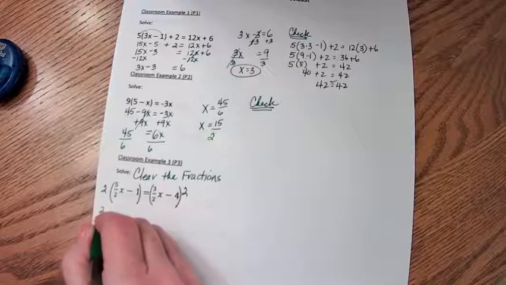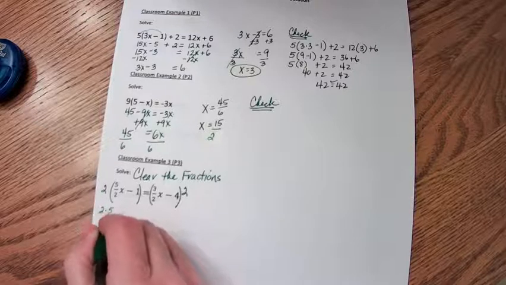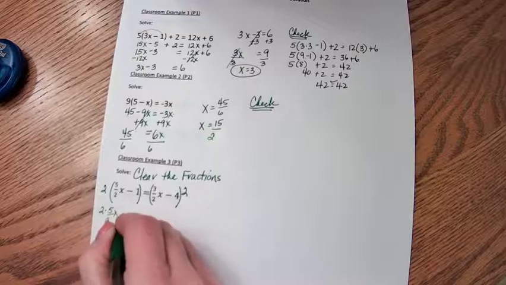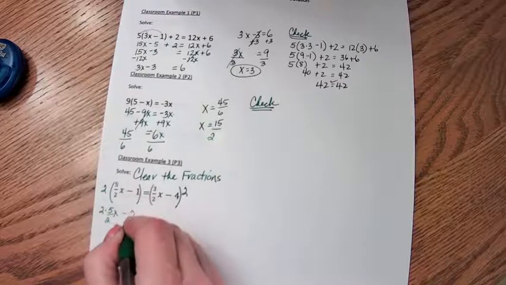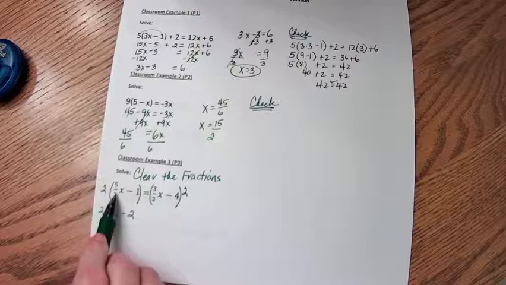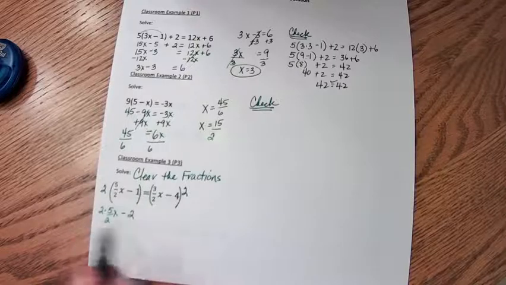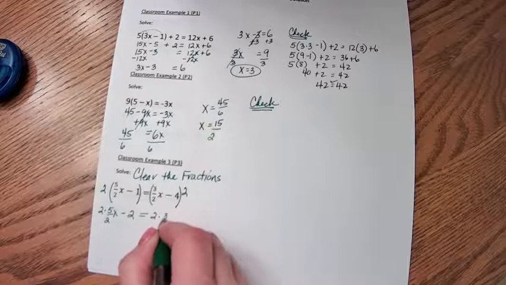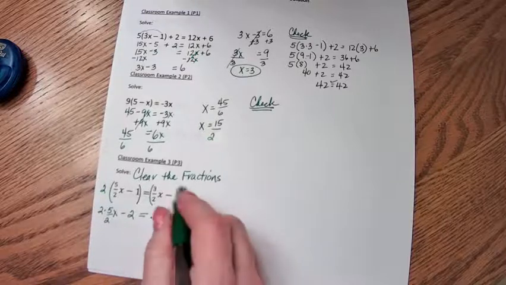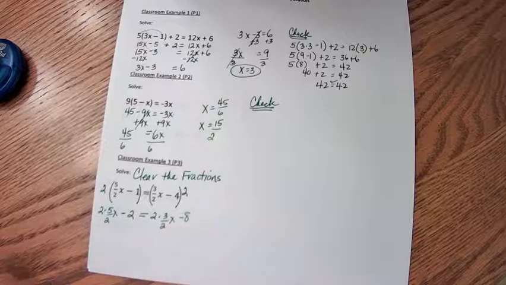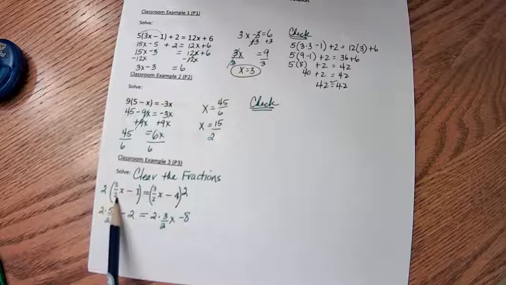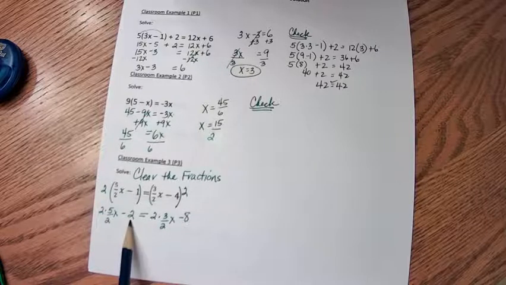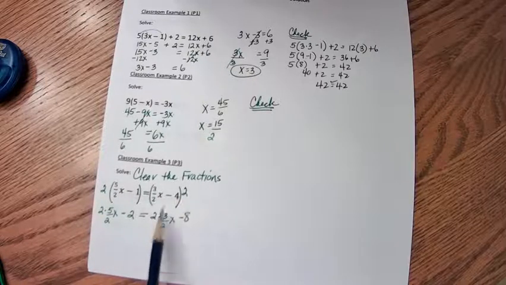So I'm going to write this out explicitly. That's going to be 2 times 5 over 2x minus 2, distributing the 2 to the first term and to the second term. And then this is going to be 2 times 3 over 2x minus 8. 2 times the first term, and then 2 times negative 1 is negative 2. 2 times the first term and 2 times negative 4 is negative 8.